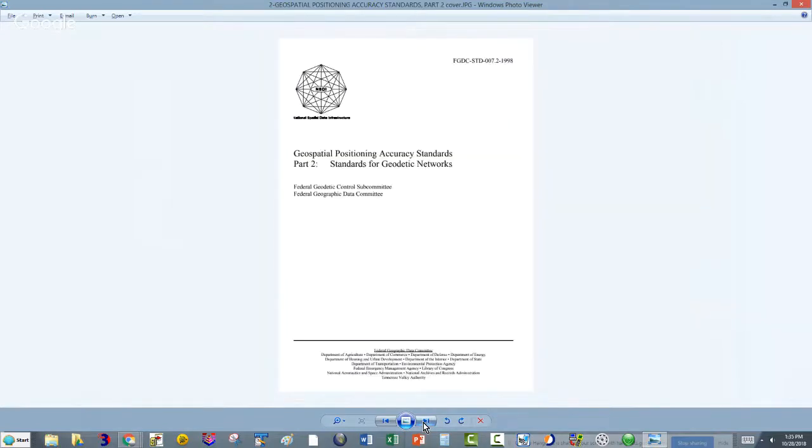So the first thing that I'm showing you is a study that was done of the Wild T2 theodolite. I have a PDF linked where you can download this and read the expectation of how this instrument performs. So I'm starting with that. Next is the currently used standards for positioning.